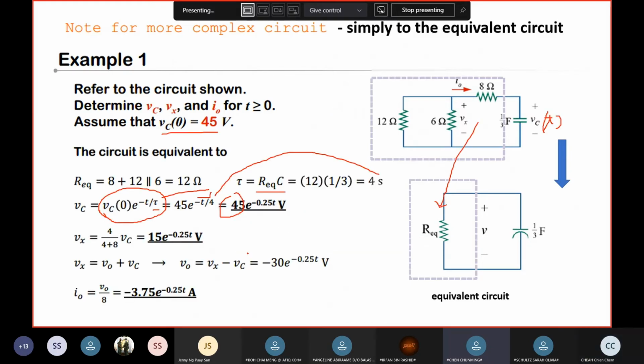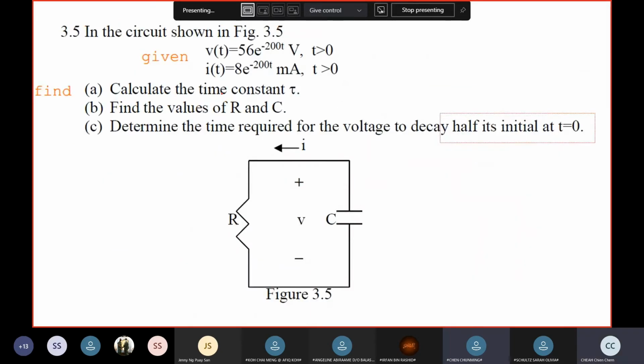Okay, here we have a related problem, but not exactly the same, because in here you have already been given the current and voltages. Usually we want to find them, but here you are already given. You work backwards to calculate RC. Usually it's the other way around: given RC, find voltage and current, but this is the reverse. Given voltage and current, we want to find certain parameters of the circuits.